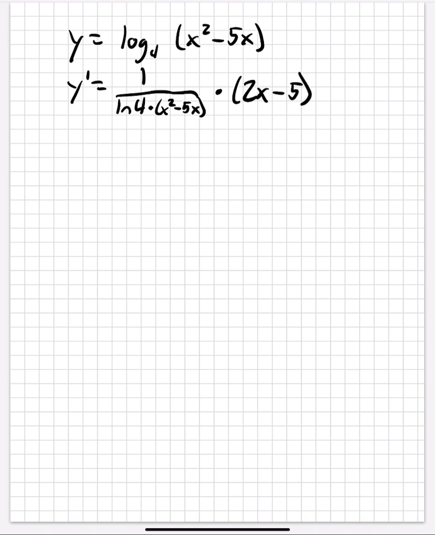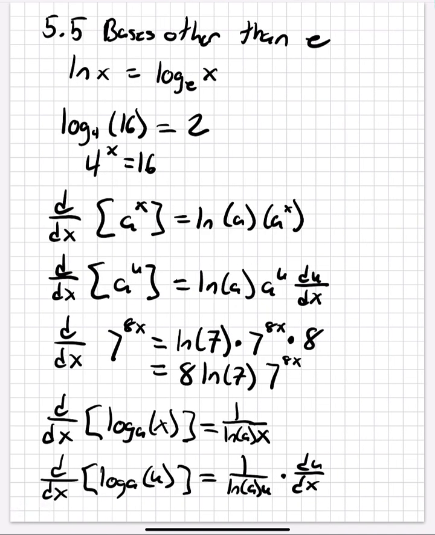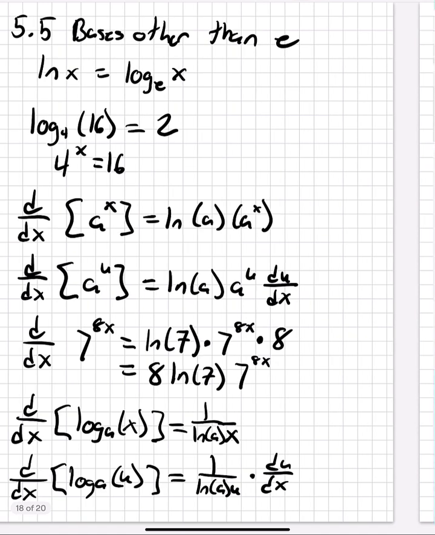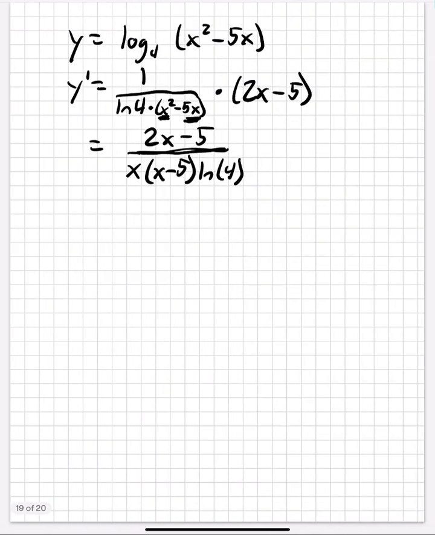Now I can clean this up and say this is 2x minus 5 all divided by, I can factor an x out of my original u because I have x squared minus 5x, so that is x times (x minus 5) times the natural log of 4. Again, it's just about knowing these log rules with derivatives and how they work when we don't have a base e situation, so a natural log. There's an example of that and how that works.